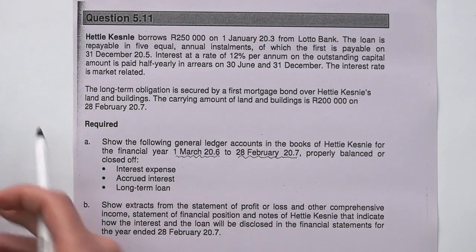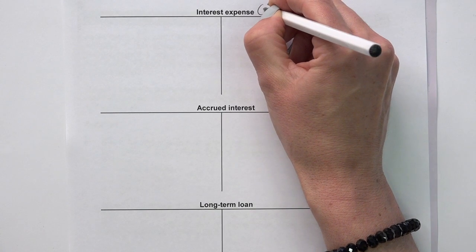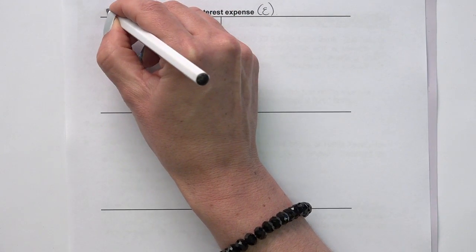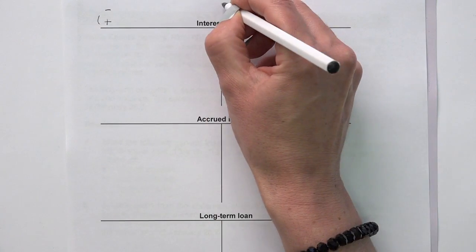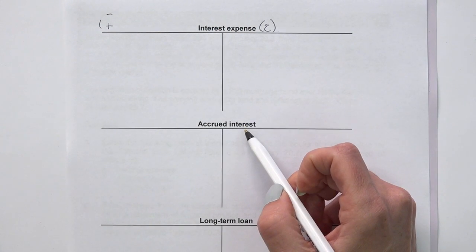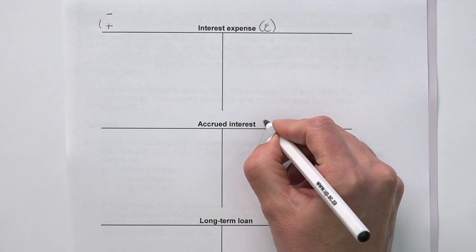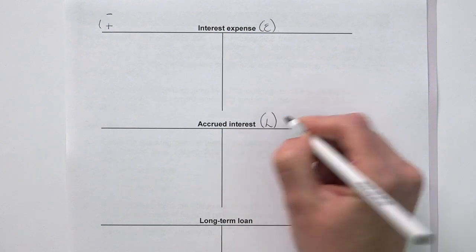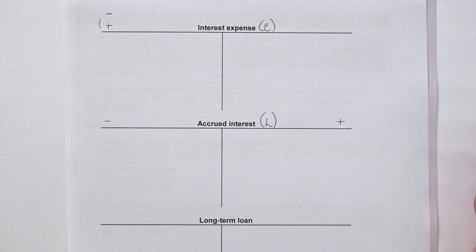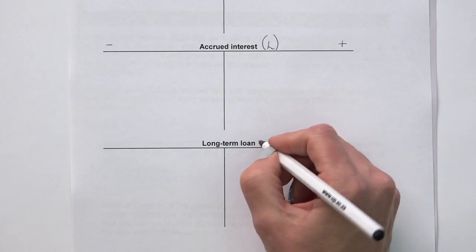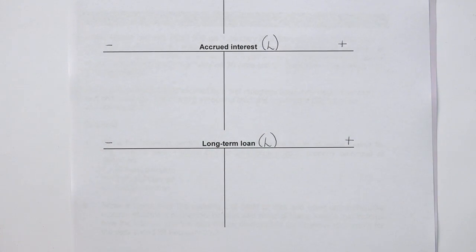So in preparation for your answer, you can draw up the frameworks for the interest expense. That's an expense account. So it will increase on the debit side so that it can decrease the equity. Accrued interest, if we pay interest in arrears, we will end up owing the bank more interest. So this will be classified as a liability, therefore increasing on the credit side and decreasing on the debit side. And the same rule will apply for the long-term loan, which is also a liability with an increase on the credit side and a decrease on the debit side.